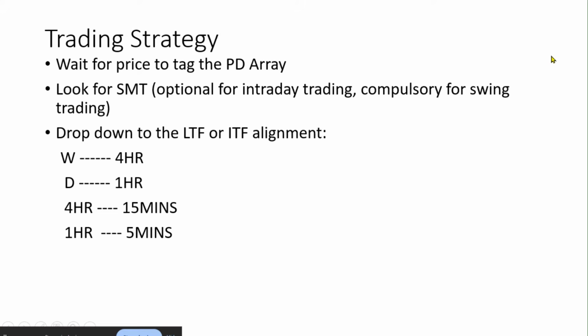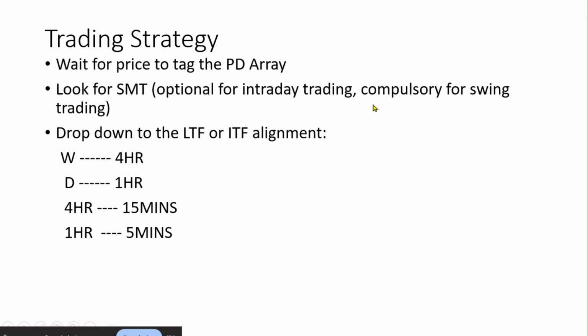And when you're dropping down to a lower time frame, we normally align these time frames. You just don't drop down from a higher time frame to any lower time frame. This is how I like to align them. If your key level was on the weekly time frame, you will need to drop down to the 4 hour. 4 hour is now your lower time frame. If your key level was on a daily time frame, once it's tagged, you're going to drop down to 1 hour. That is your lower time frame for the daily. If your key level is on the 4 hour, 15 minutes is your lower time frame. If your key level is on the 1 hour time frame, 5 minutes is your lower time frame.